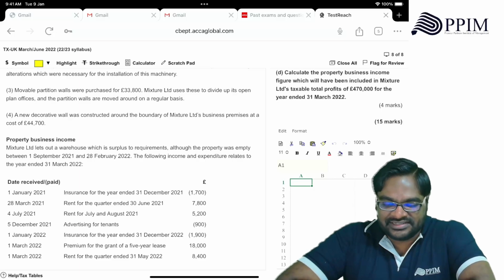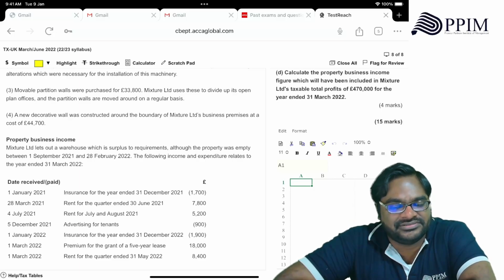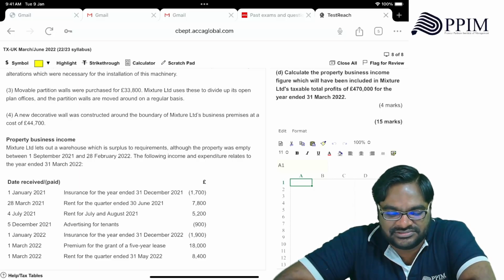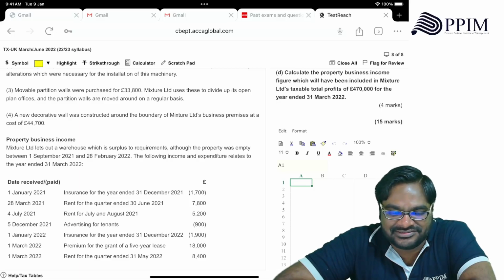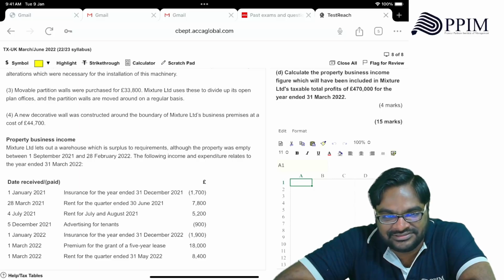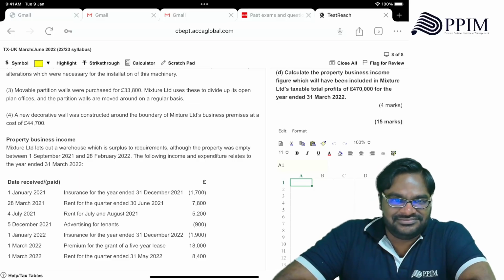Then rent for the quarter ended 30th June. Do we need to apportion that? Because it's June, so 3 months. They're saying 1 quarter they have paid that. Yeah. Exactly 3 months.